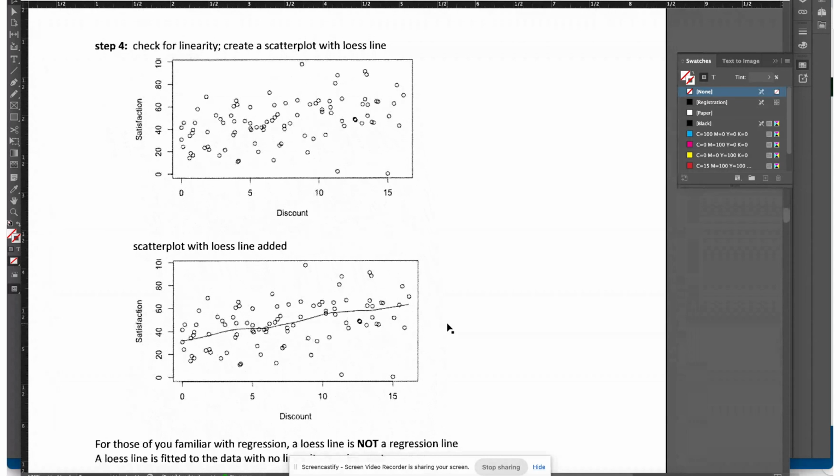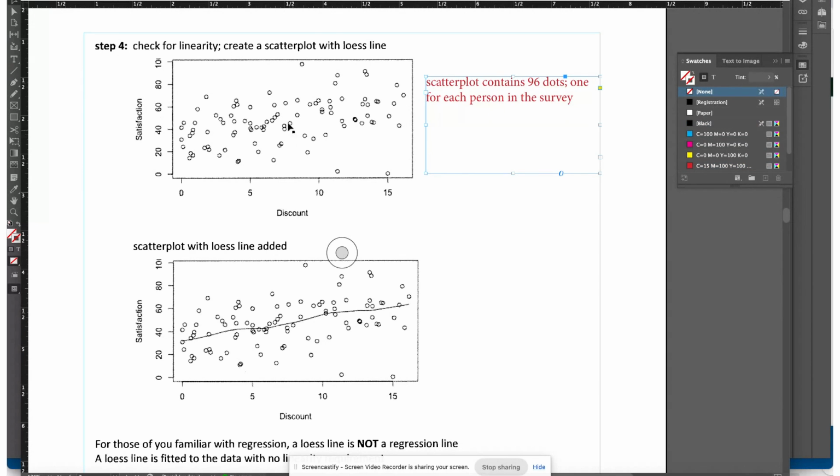Step 4 is to check for linearity. To do that, the first step is to create a scatter plot. This scatter plot here at the top contains 96 dots, one for each person in the survey. So each dot there represents a person. This one got this much of a discount and was not very satisfied.